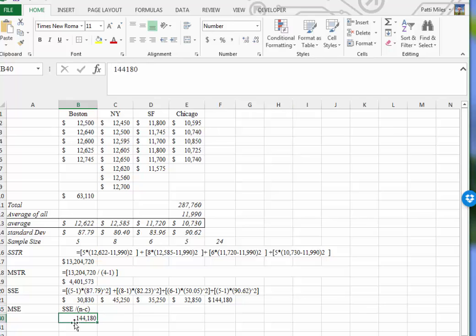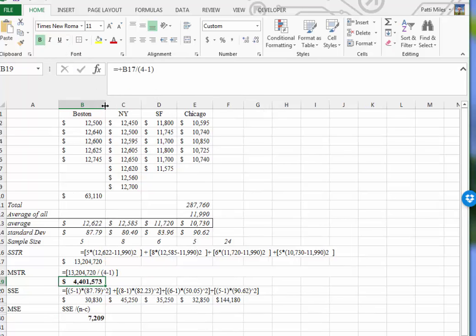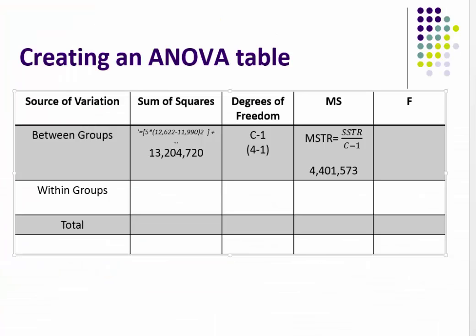So you've got the notation for the process there. And then we'll calculate it right here. We've got 144,180, and we're going to divide this by N, which is here, the total group, minus 4, the number of treatments. In our case, it's these cities, but treatments nonetheless. Now we're going to take this value and this value right here and put them on our table. There we go. So we've got our within groups row here.